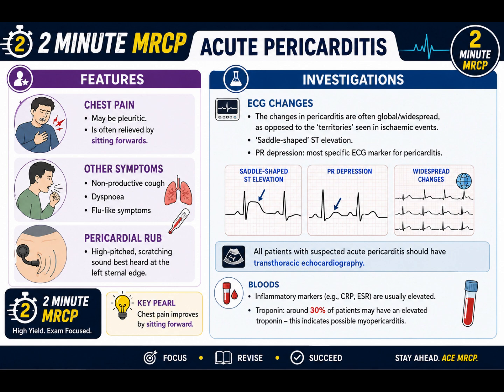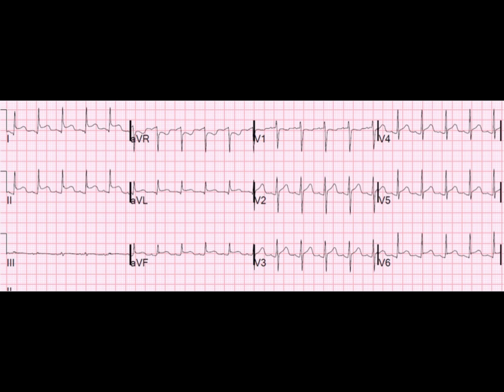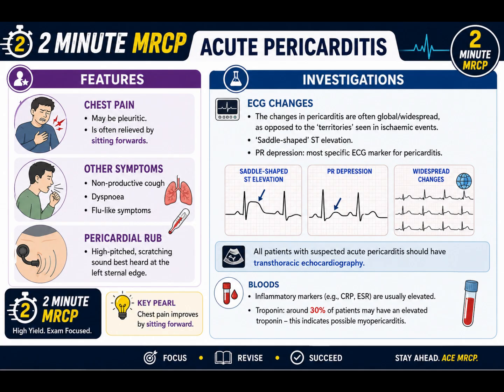Unlike myocardial infarction, ECG changes in pericarditis are usually widespread or global rather than confined to a coronary territory. The classic ECG finding is widespread saddle-shaped ST segment elevation. The most specific ECG feature is PR segment depression. Remember this for MRCP exams.